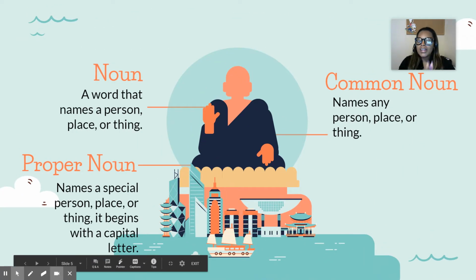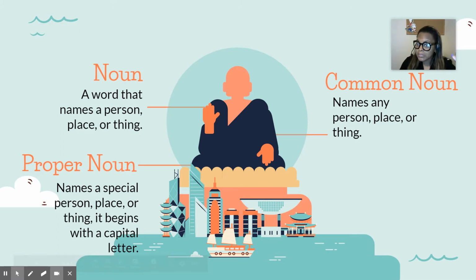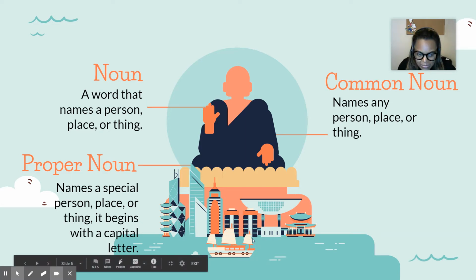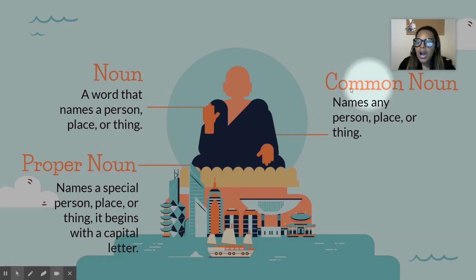So, a noun is a word that names a person, place, or thing. It names a person, place, or thing, okay? A common noun. Now think about that word common. Common is like regular. It's like whatever. Keep that in mind. Regular is like whatever. It's common, regular. It names any person, place, or thing, okay? It names any person, place, or thing. It is a noun. That's what it does. And we'll discuss the differences.